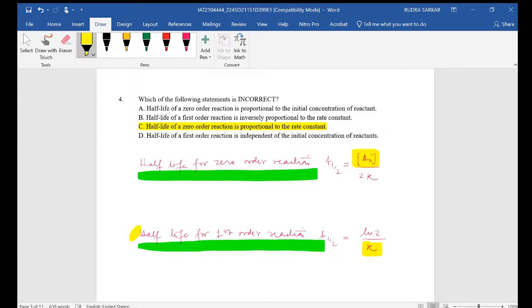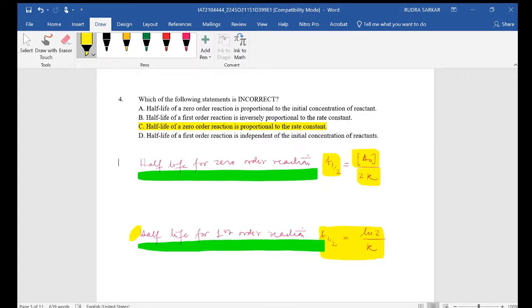Half-life of a zero order reaction is proportional to the rate constant. No, because as we can see the half-life out here is inversely related to the rate constant of a zero order reaction. So this is incorrect or untrue. For statement D, half-life of a first order reaction is independent of the concentration of the reactant. Yes, which is true. As we can see, it is only related to the rate constant and it is inversely proportional to it. It does not have any involvement of the initial concentration. So statement C will be our correct answer over here.